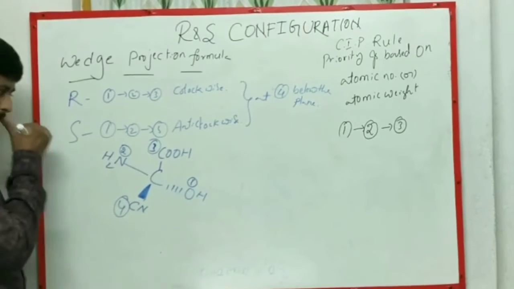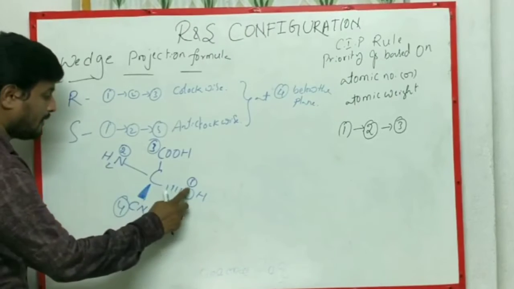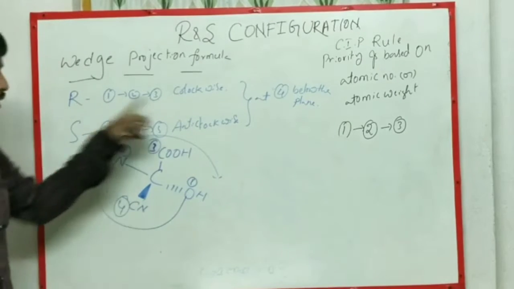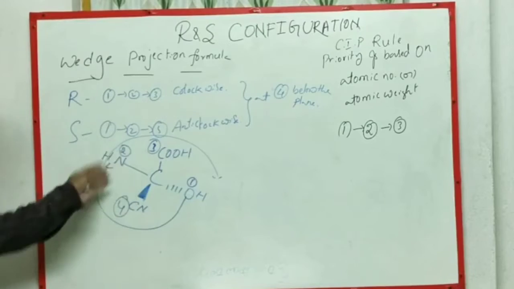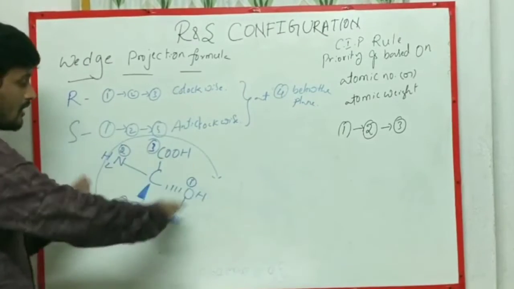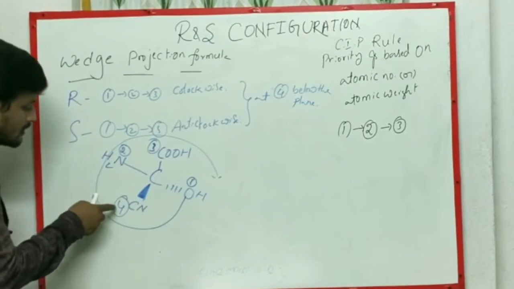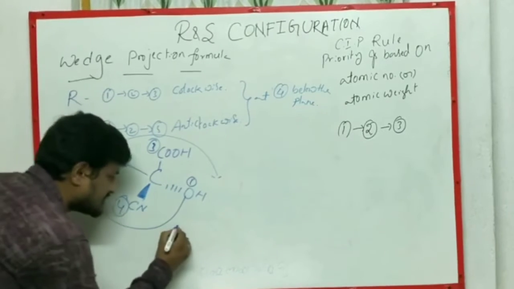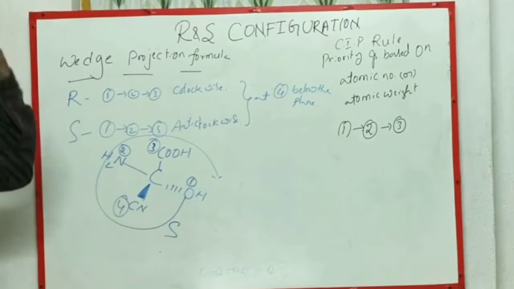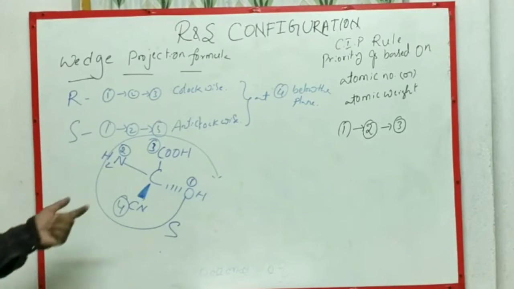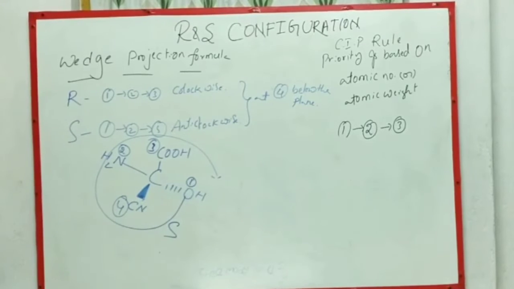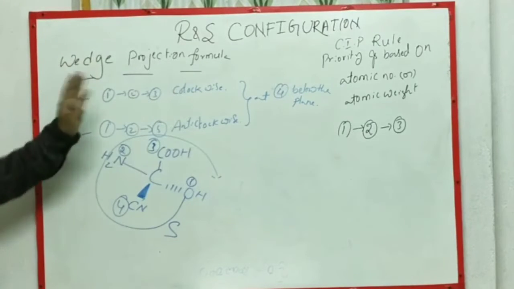In this configuration, is it R or S? Here the way of the 1, 2, 3 priority: 1, 2, 3. Clockwise, this is a clockwise direction, right side. Clockwise is actually R. But here the fourth priority is above the plane, then the configuration is S. When the fourth priority is above the plane, the configuration is reversed. Here clockwise direction, but fourth priority is above the plane, so it is S configuration. Are you clear? Okay. This is the RS configuration in the wedge projection formula.